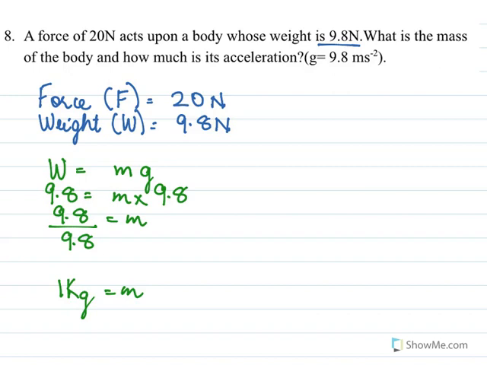Now we go ahead and find the acceleration. So here we have force equal to mass into acceleration. The force we know is 20 newtons. The mass is 1 kg. The acceleration we need to find. So acceleration will be 20 meter per second square.